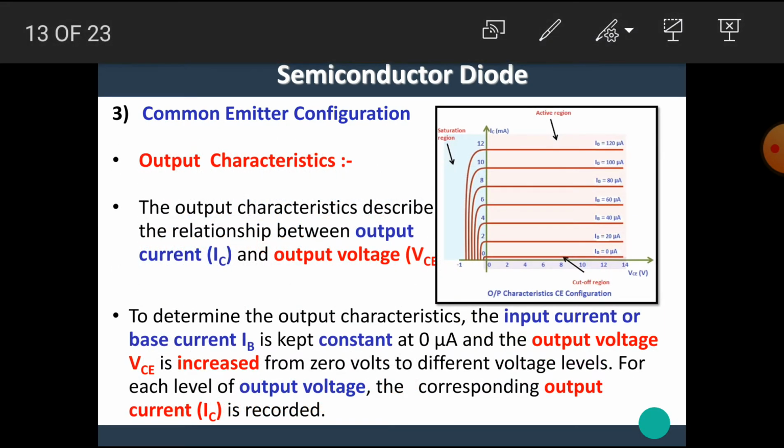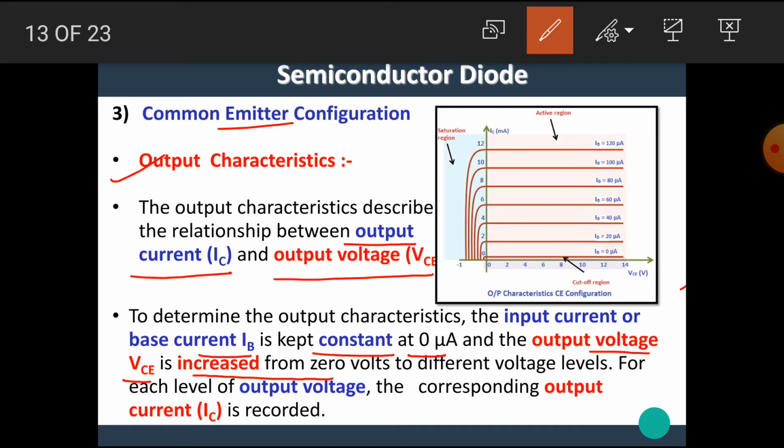Now let's see the output characteristics of common emitter configuration. This is the output characteristics. The output characteristics describe the relationship between the output current and the output voltage VCE. To determine them, the input current or base current is kept constant at 0 microampere and the output voltage VCE is increased from 0 volt to different voltage levels. For each level of output voltage, the corresponding output current IC is recorded.